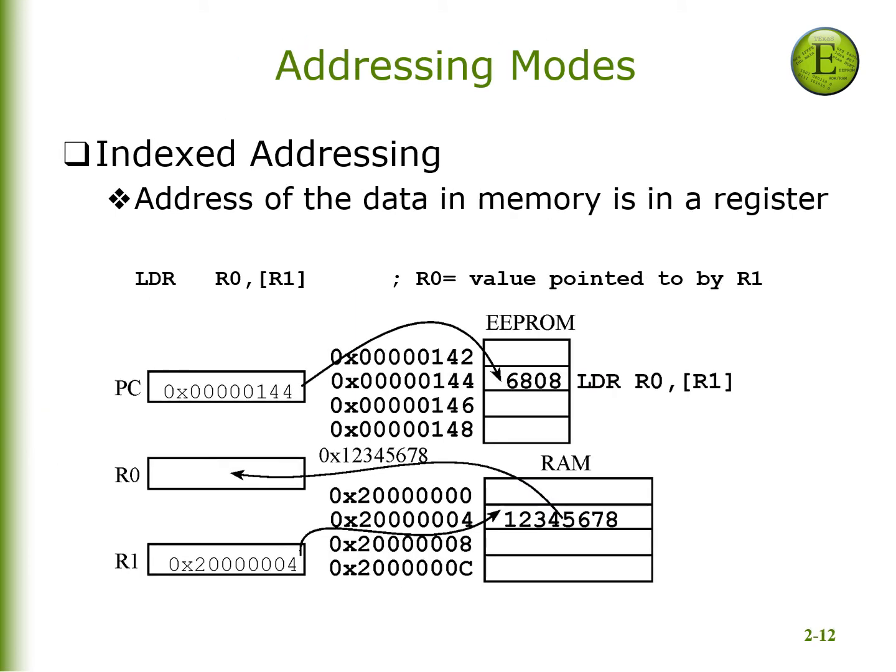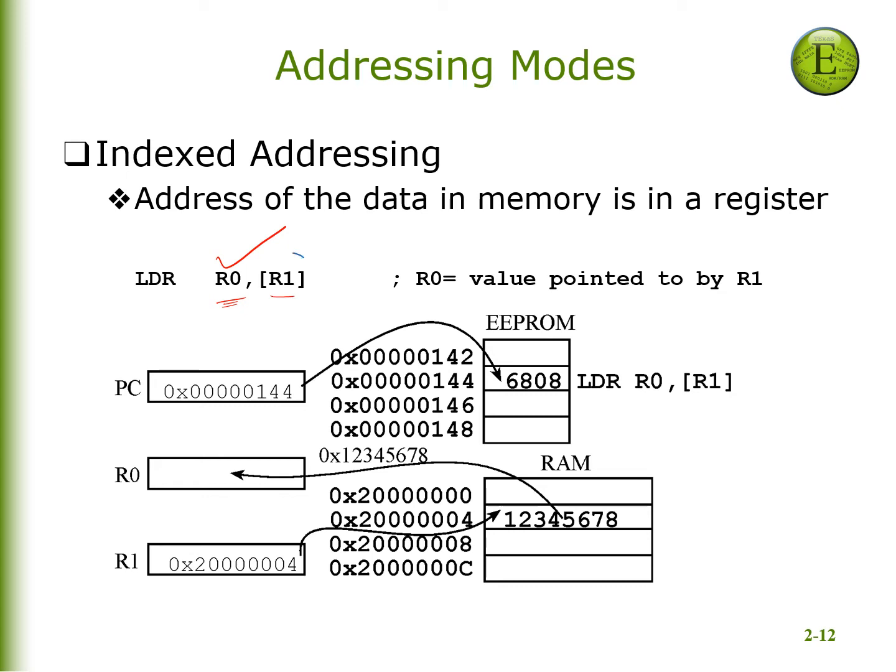Next is the index addressing. In this case, the address of data in the memory is in a register. Again, our goal is to access memory. The instruction is LDR, which stands for load register. Which register needs to be loaded? In this example, register R0 needs to be loaded with the contents of the memory pointed to by register R1.